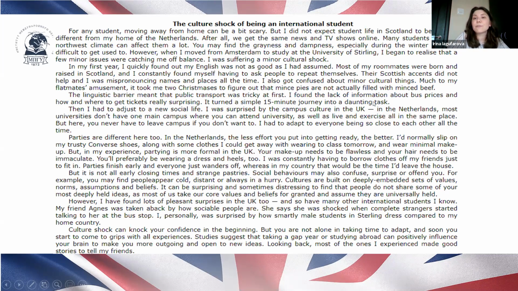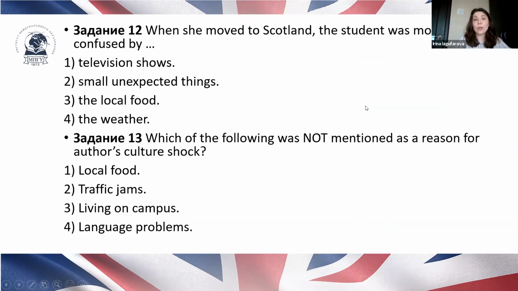I found the lack of information about bus prices and how and where to get tickets really surprising. It turned a simple 15-minute journey into a daunting task. So you see that her journey was actually about 15 minutes. It was a simple journey, but because of the language barrier, it was daunting for her.